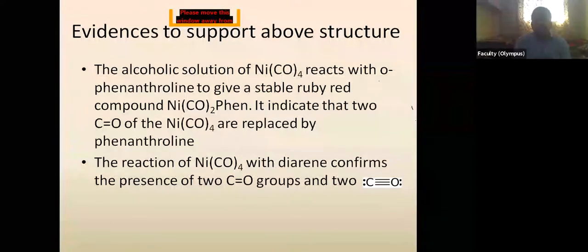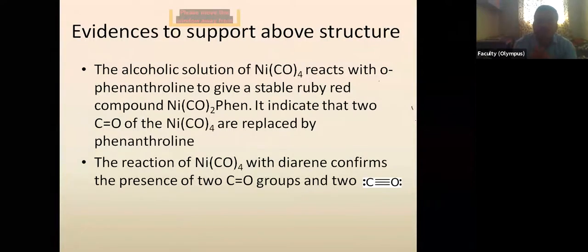It gives a ruby red colored compound which has the molecular formula Ni(CO)2 phenanthroline. Here the reagent is the same, orthophenanthroline. If all four carbonyls are equivalent, then all four should get replaced by this phenanthroline. But in this reaction, only two carbonyls are getting replaced, whereas two carbonyls are not replaced by that ligand. It indicates the carbonyls which are coordinate bonded to nickel get replaced.